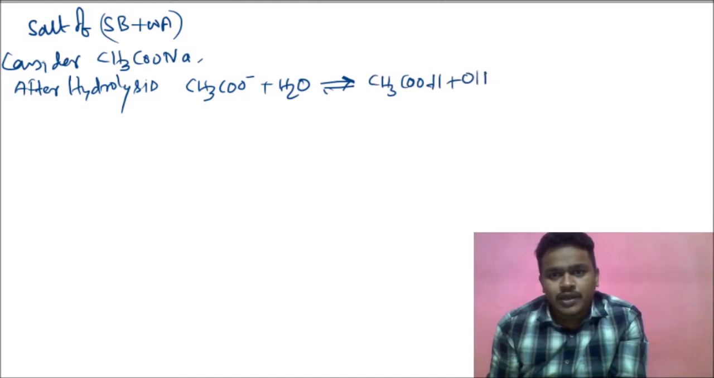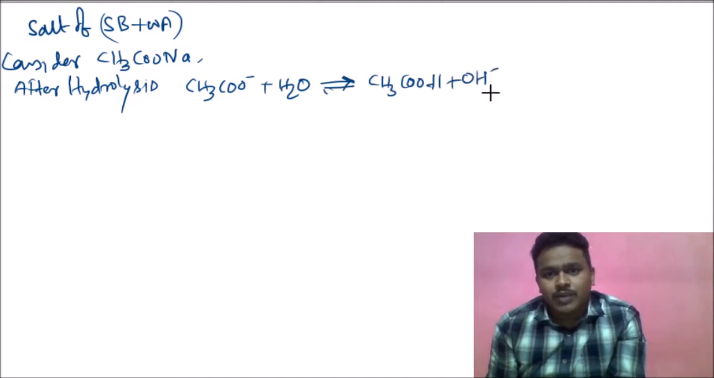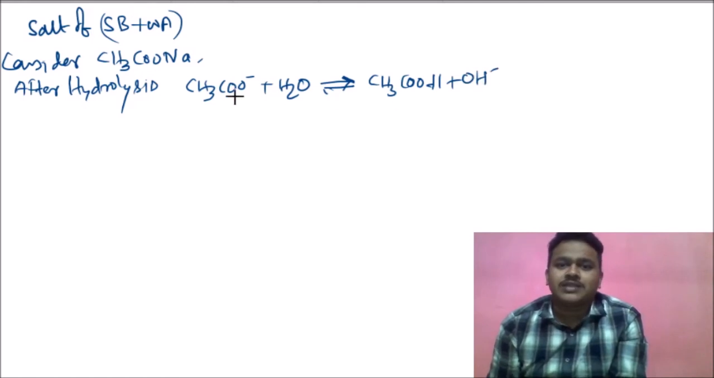CH3COOH, OH minus. Based on this only, in the last video we said OH minus ions are present after hydrolysis, so the pH value is greater than 7. We say the nature is basic based on the OH minus ions. In this derivation I am taking this equation directly.